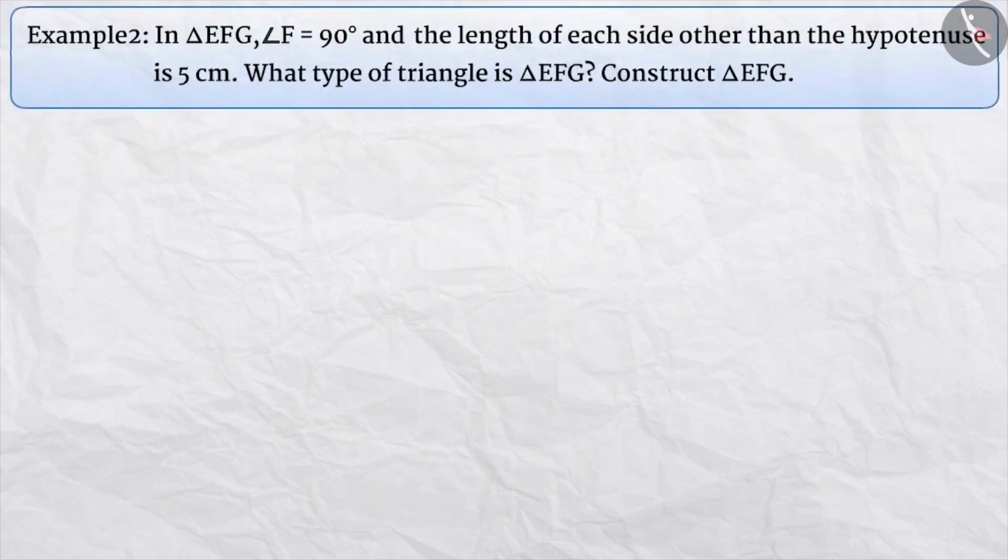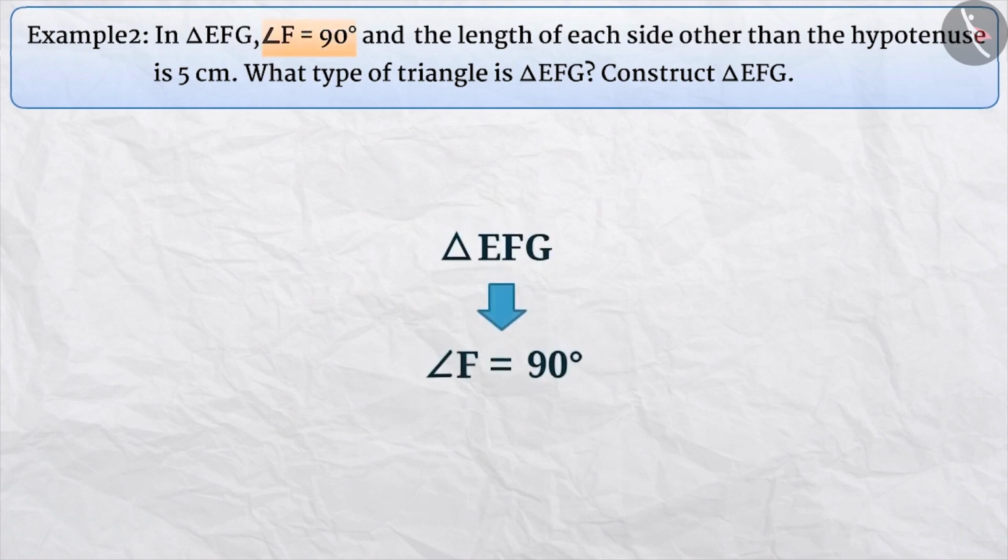Example 2. In triangle EFG, angle F is equal to 90 degrees and the length of each side other than the hypotenuse is 5 cm. What type of triangle is triangle EFG? Construct triangle EFG. In triangle EFG, the measure of angle F is 90 degrees.